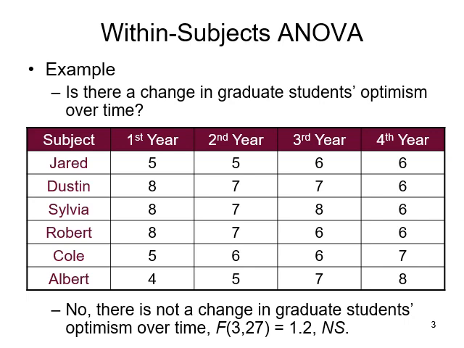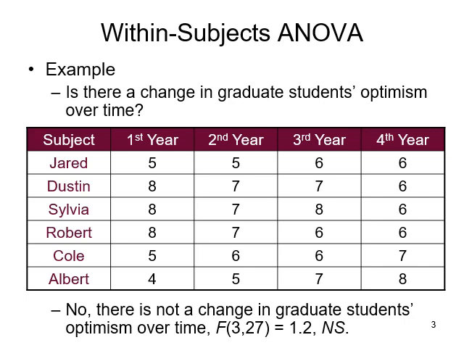So let's go through a quick example of within subjects ANOVA. Is there a change in graduate students' optimism over years? I've got multiple graduate students, Jared, Dustin, Sylvia, Robert, Cole, and Albert, and I've measured their optimism in year 1, year 2, year 3, and year 4 in a 4-year graduate program. Jared is in all 4 conditions. Now, if I did find a significance here, this would be a very good example that I might be capturing not how optimism changes based on year in graduate school. I may simply be tracking people's change in optimism as they age.